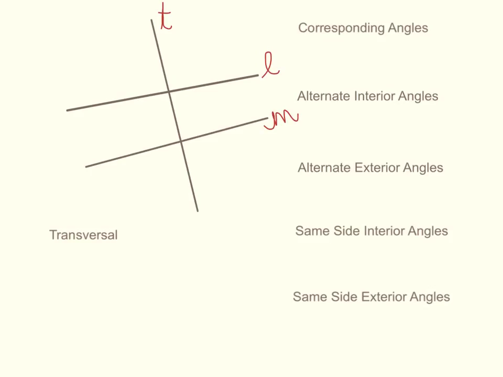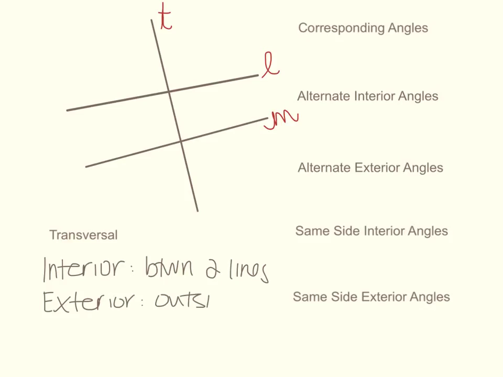Okay, if I look at some alternate interior angles, alternate means just what you think, right? Alternate is on opposite sides. Now, if I look at the differences between interior and exterior, interior is between the two lines, and exterior is outside of the two lines. So anything in here is considered to be interior. See how it is inside those two lines? And anything on the top and the bottom are called exterior, right? Because they're on the outside.